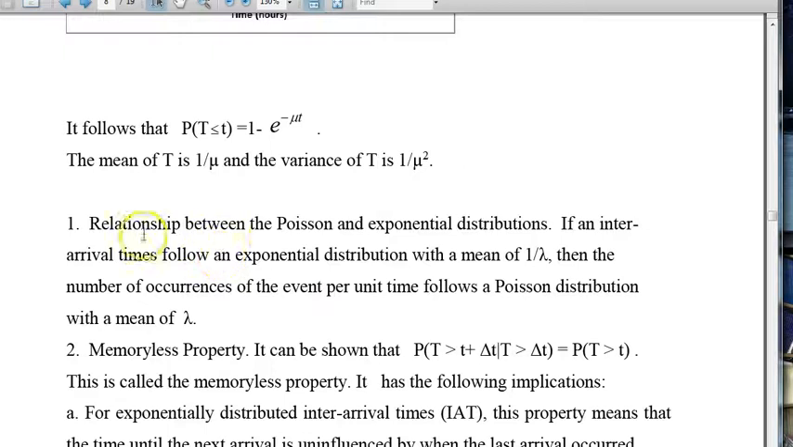So I said before that the Poisson and the exponential distribution are similar. Poisson is discrete, but exponential is continuous. But there is a nice relationship between them. If the inter-arrival times, the time between arrivals, follow an exponential distribution with mean 1 over lambda, meaning the mean time between arrivals is 1 over lambda, then the number of arrivals per unit time will follow a Poisson distribution with a mean rate of lambda.